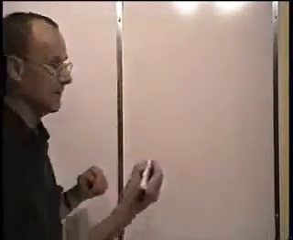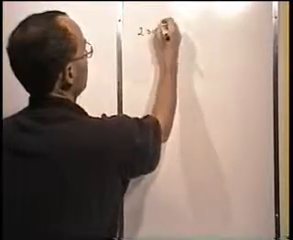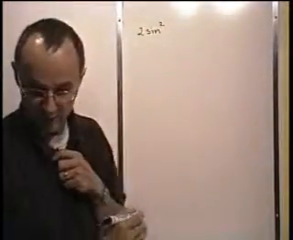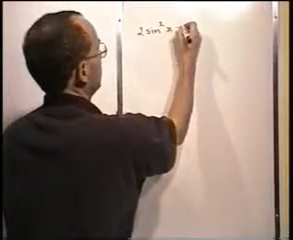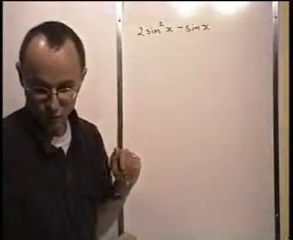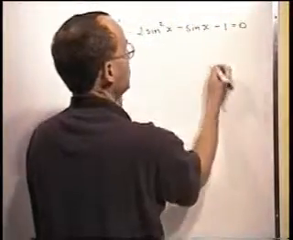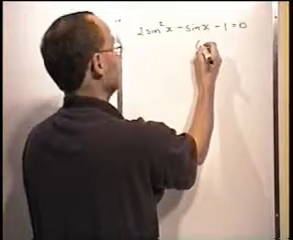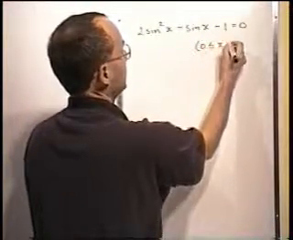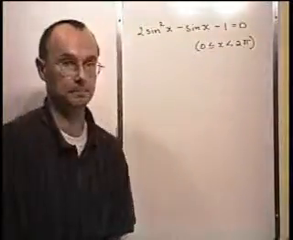Okay, in this example, I'm going to try and find exact roots for the following. 2 times sine squared x minus sine x minus 1 equals 0. And again, I'm going to restrict the domain and say, let's work between 0 and 2 pi.